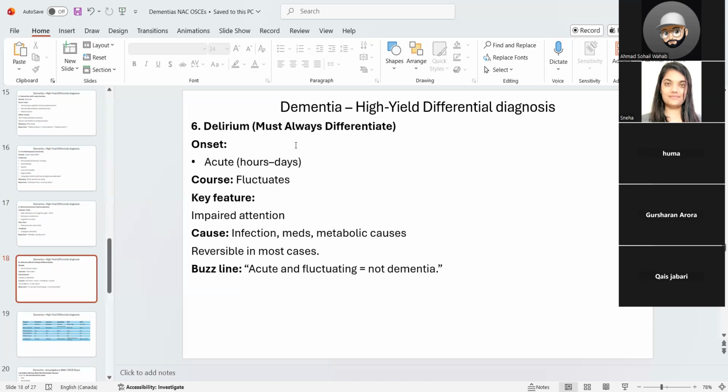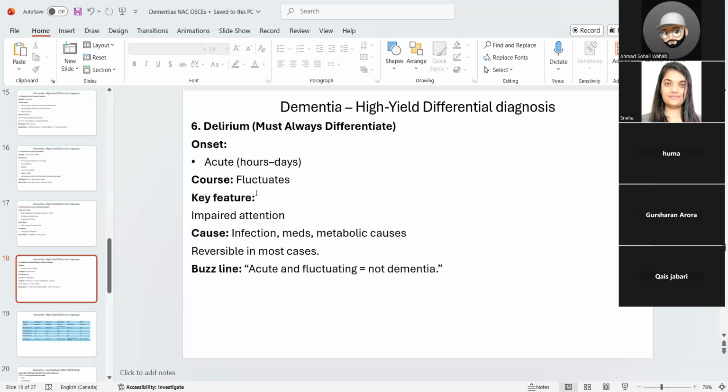Sixth differential that we must rule out before we call someone's dementia Alzheimer's or anything is delirium. Usually it happens within hours to days of some change. It could be patient getting admitted to a hospital, patient getting surgery, a new medication being added to their already multiple medications. And with delirium, the clue is that it's acute confusion and its course fluctuates. They may be normal at one time and then get worse at the other.